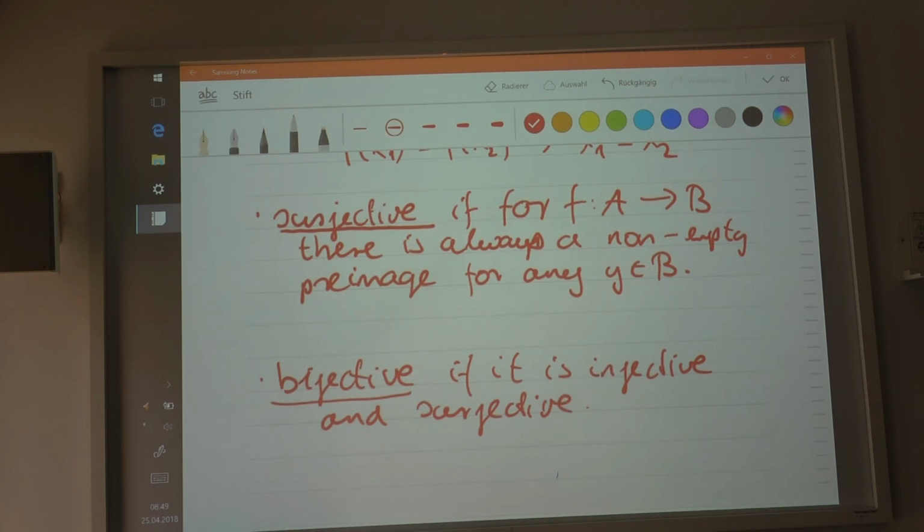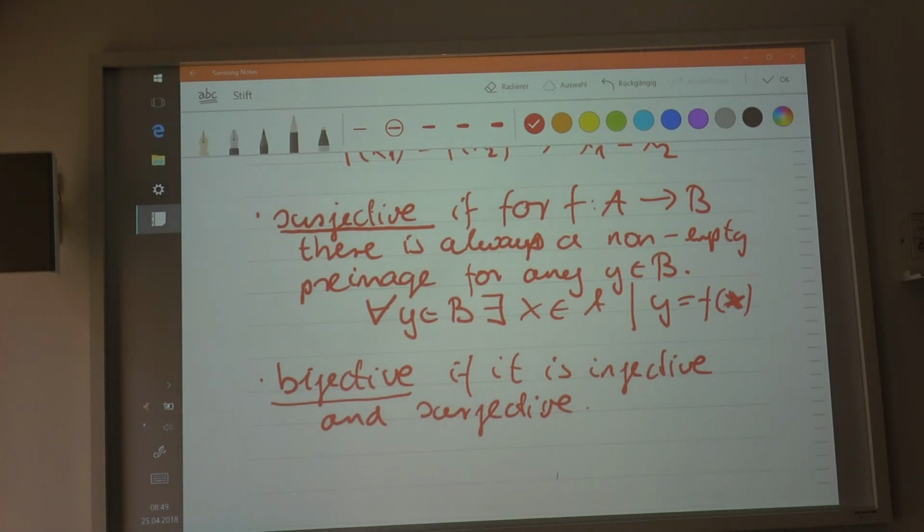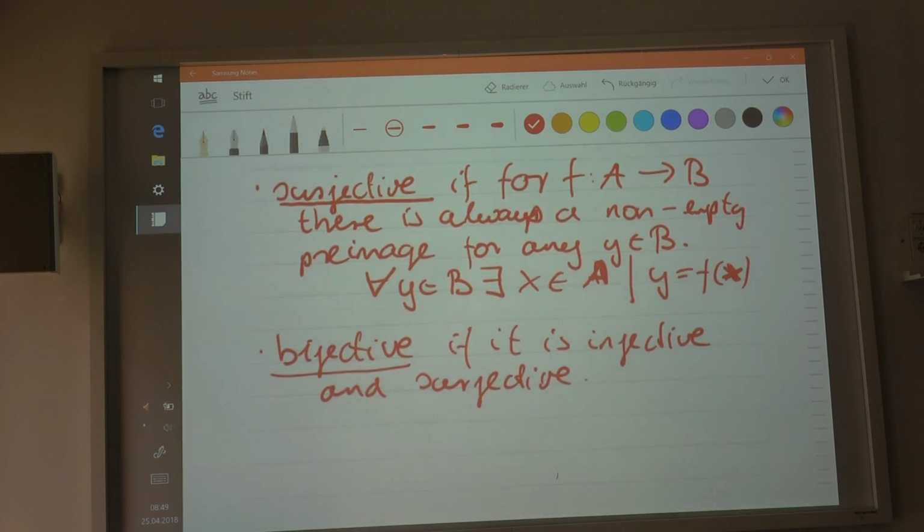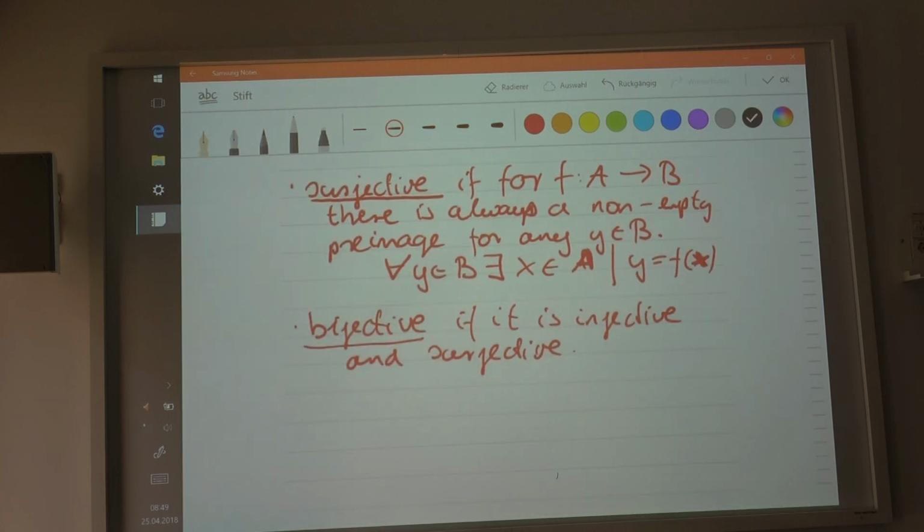And the formal definition of surjectivity is as follows. That means that for all elements from the set B, there is at least one element from A where the function satisfies that y is equal to f of x. So there is always at least one element. That's the definition. Now let me give you an example, so you see the problem with that. Let's consider the parabola again, this is going to be the example.